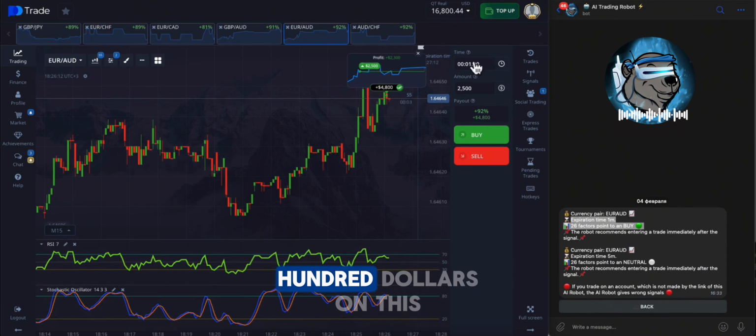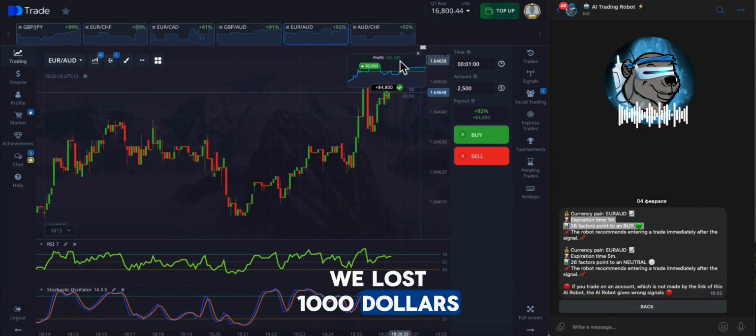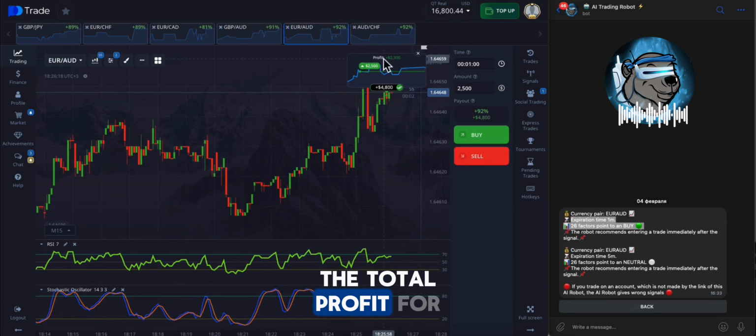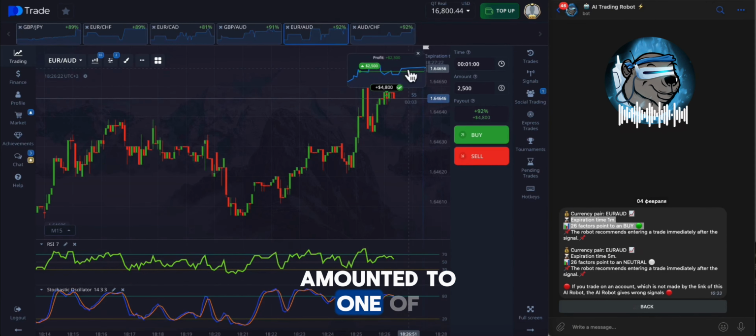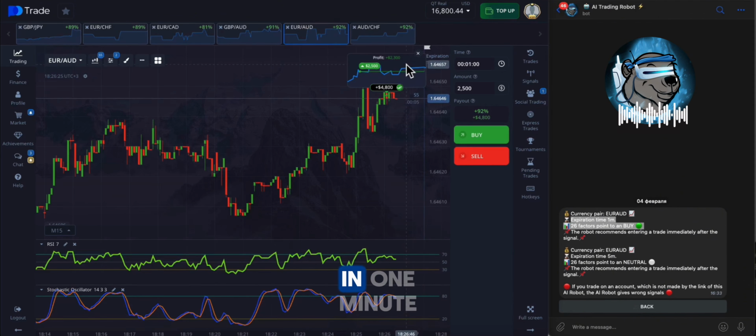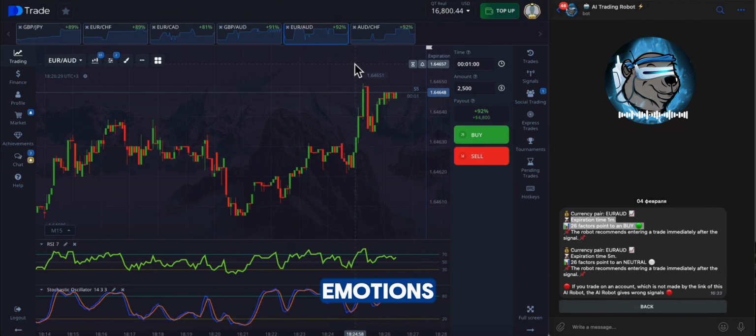We earned $2,300 on this trade. In the previous trade, we lost $1,000. So, we see that the total profit for this currency pair with this robot amounted to $1,300 in 1 minute. A wonderful result, wonderful emotions. I earned a substantial capital.